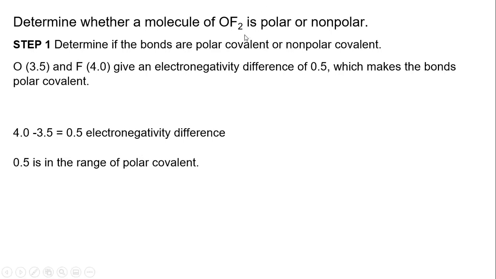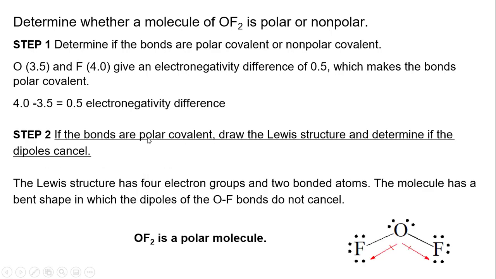We know that fluorine is the strongest in electronegativity, so it's a 4. This gives us a difference of 0.5 for each bond. So this is 0.5. It's in the range of polar covalent. Now, step 2, if the bonds are polar, you need to draw it out because you probably are going to be asked to show where the partial positive is and where the partial negative is.